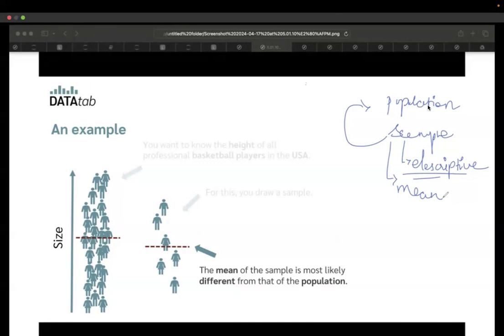If you can see the blurred outline written in front of your screen: we want to know the height of all professional basketball players in the USA. From this statement, you need to understand that we have to use the inferential approach. We cannot use the descriptive approach. Why? Because professional basketball players in the USA is countable infinite type of data. If I give you an hour, of course you can come up with some data set. But if I ask you to bring me all that data, I don't know how much time you are going to take. That's why we call this countable infinite.